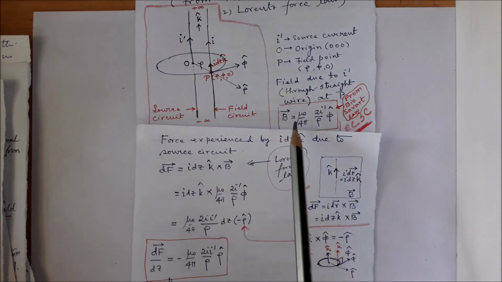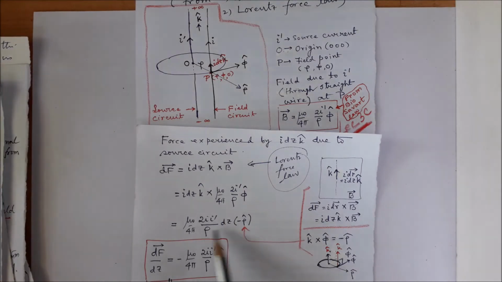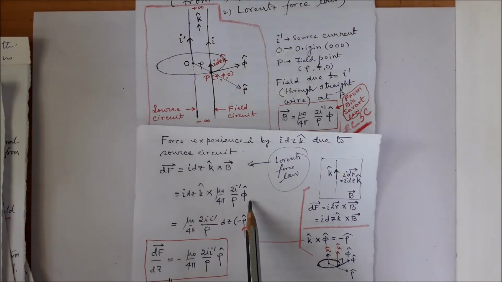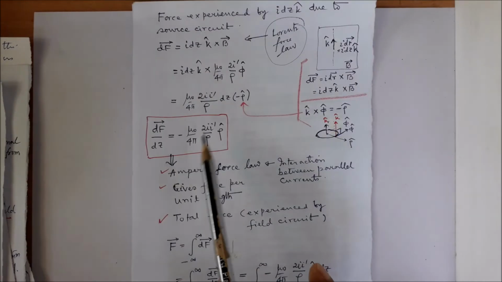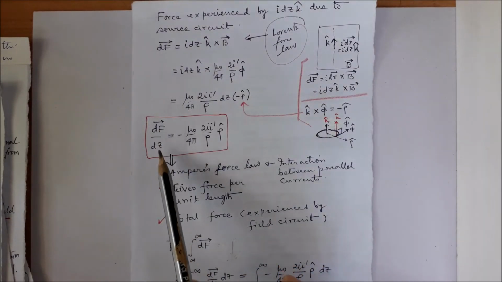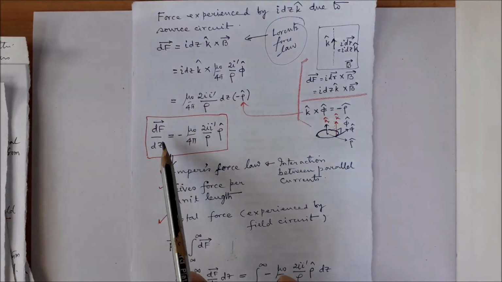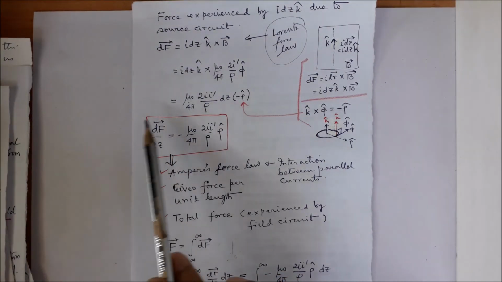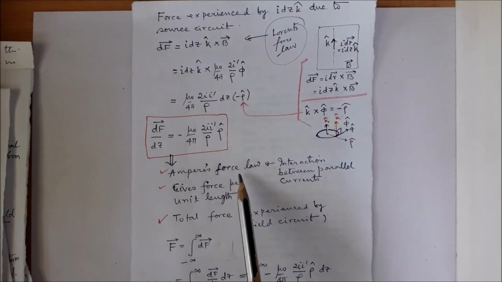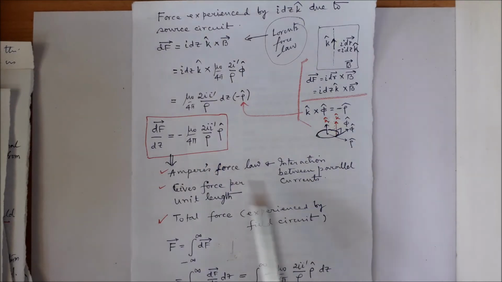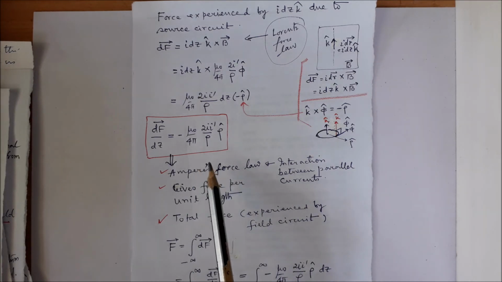Here we have written B explicitly to end up with this expression, which involves k cap cross phi cap, and that, when done properly through the right hand screw relation, the product is minus rho cap, that is towards the origin. Now taking dz down, we end up with dF/dz, which is force per unit length. So this is Ampere's force law, which represents interaction between two parallel current carrying wires which are infinitely long.